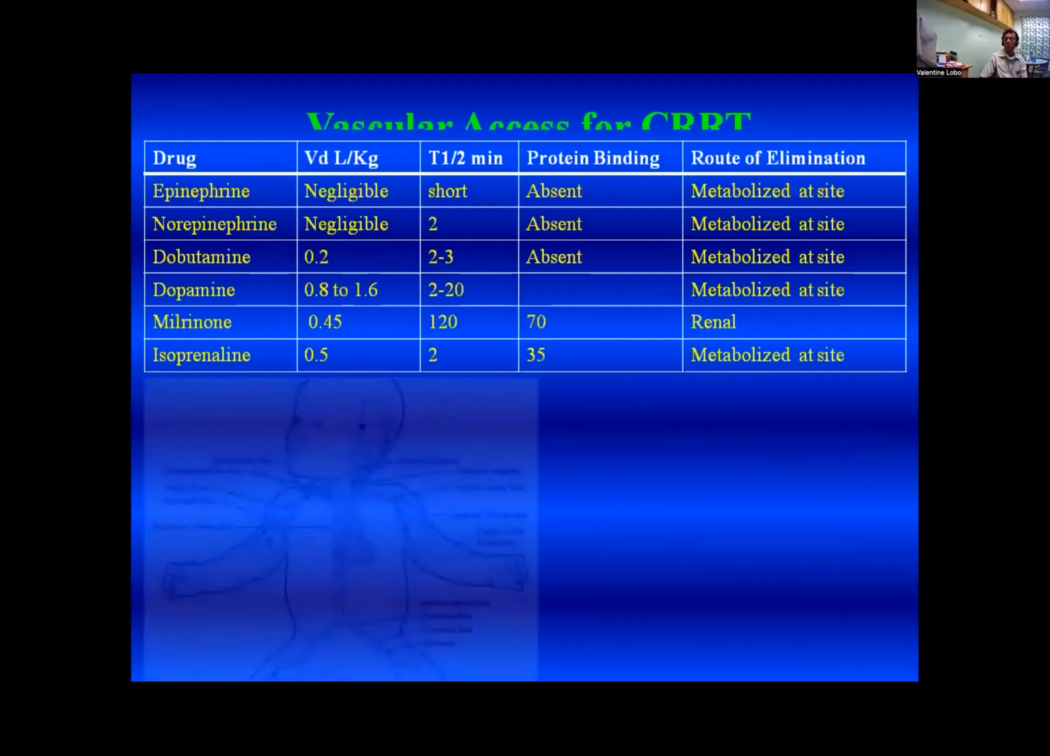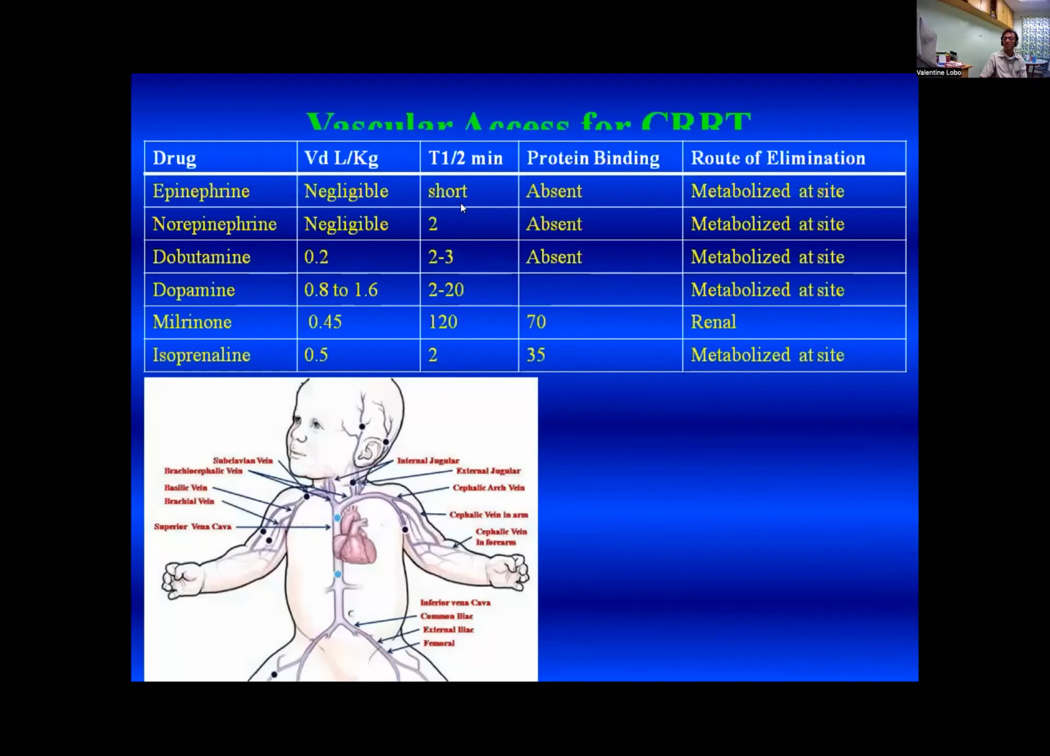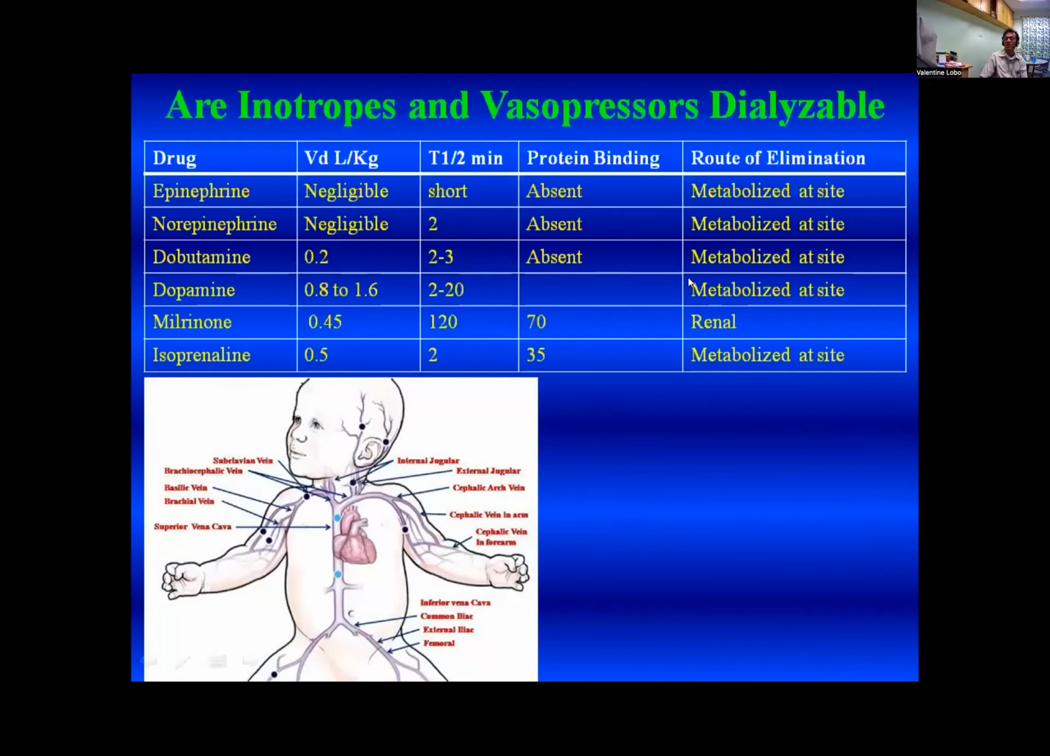This is what would happen in such a situation. So a patient has a sudden drop of blood pressure after connecting and starting CRRT. Does this mean that our inotropes and pressors are being cleared by the CRRT circuit? In actual fact, this does not happen. You can see that the volume of distributions of catecholamines are negligible. They are mostly metabolized at the site at which they act, that is the neuromuscular junctions, and they have extremely short half-lives, very short in the case of epinephrine and less than 2 minutes in the case of norepinephrine. So in most circumstances, a CRRT will not increasingly clear inotropes.